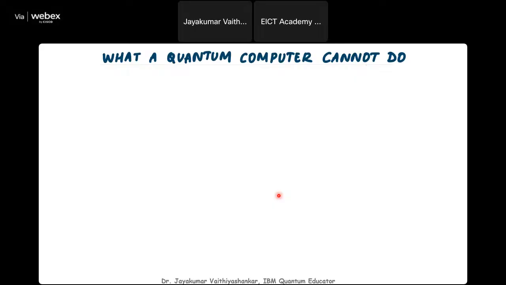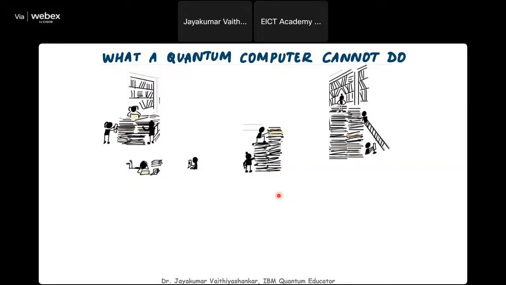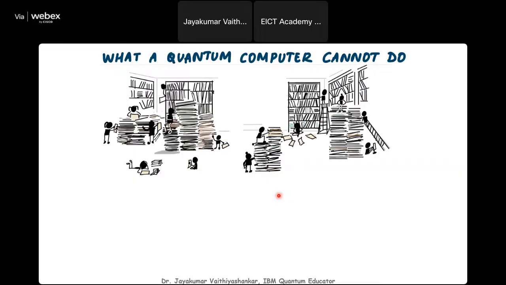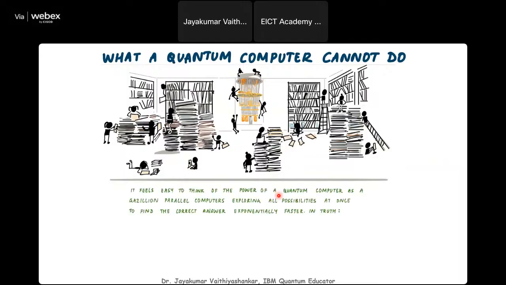Take an example of what a quantum computer cannot do. Normally, a quantum computer has this capacity of parallelism. So it feels easy to think of the power of a quantum computer as a gazillion parallel computers exploring all possibilities at once to find the correct answer exponentially faster.